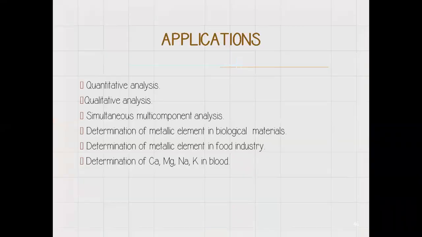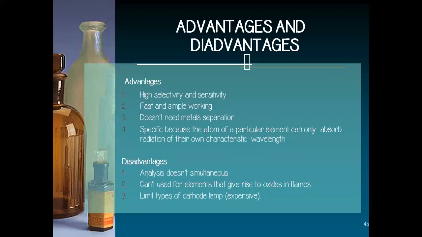Applications that this instrument offers are quantitative analysis, qualitative analysis, simultaneous multi-component analysis. एक ही समय पर बहुत सारे substances का analysis कर सकते हैं. Determination of metallic elements in biological materials, determination of metallic elements in the food industry, and determination of calcium, magnesium, sodium, potassium, etc. in blood. So these are the various applications that we have. These are the various advantages and disadvantages this atomic absorption spectroscopy offers to us.